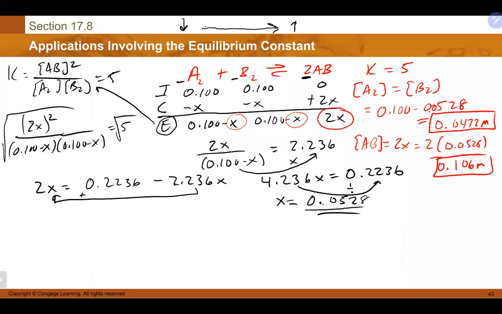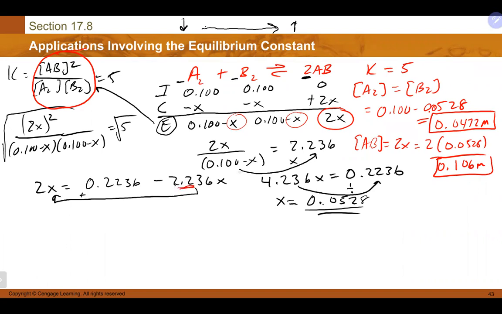Any questions on the ice table or how to do an ice table here? Once again, if you take those equilibrium values, 0.106 squared divided by 0.0472 divided by 0.0472, you do get about 5. So again, a good way to check yourself. Any questions on, yeah. How did I get 2.236? This guy?